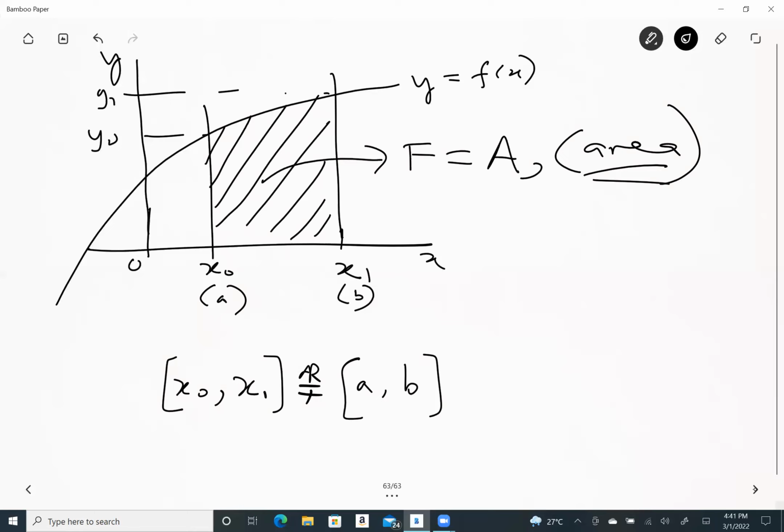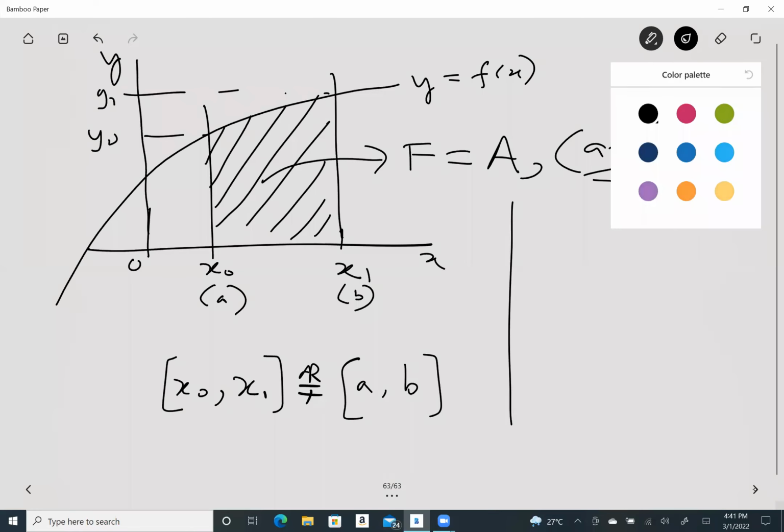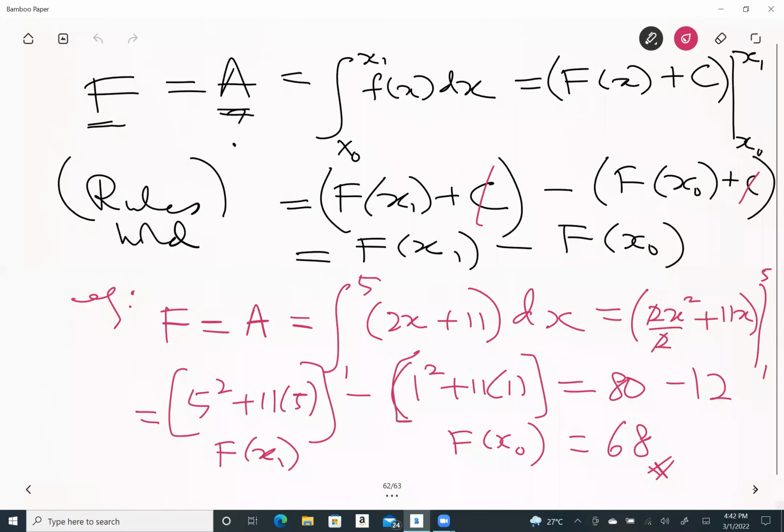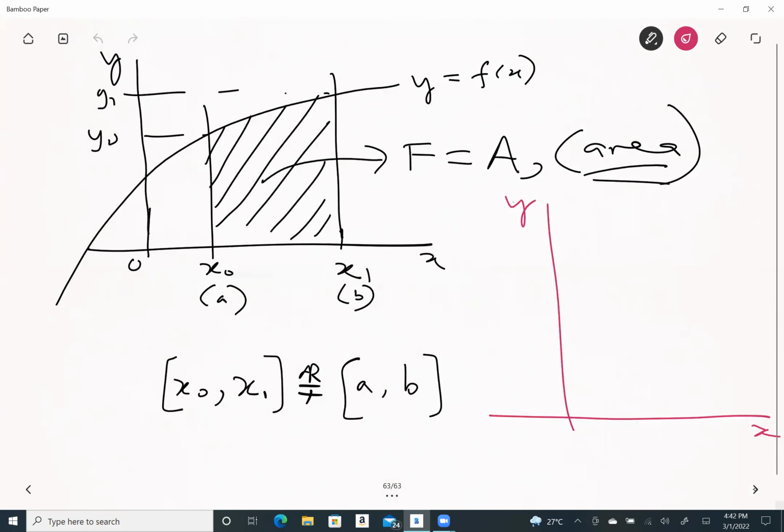All right. So for our example, we look at our example. What is the function? How does the function look like? Our example from earlier: what is the function? 2x plus 11. Now, how does the curve look like? 2x plus 11. Anybody remember? What is the y-intercept and how does the line look like?